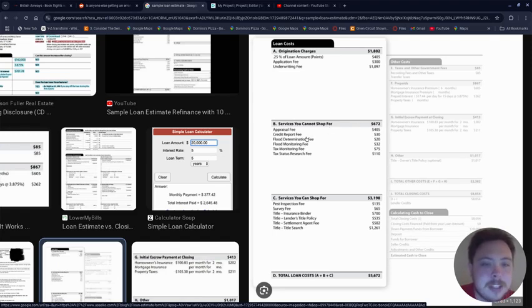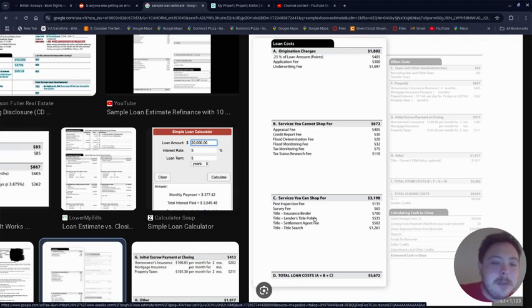You're going to pay for something like an appraisal, your credit report, some tax stuff, flood stuff, or whatever things are necessary for that specific state. But it's pretty standard across the board here. If you see a huge jump between one and another, it's worth mentioning. But for the most part, you should see all the same stuff on this B side.